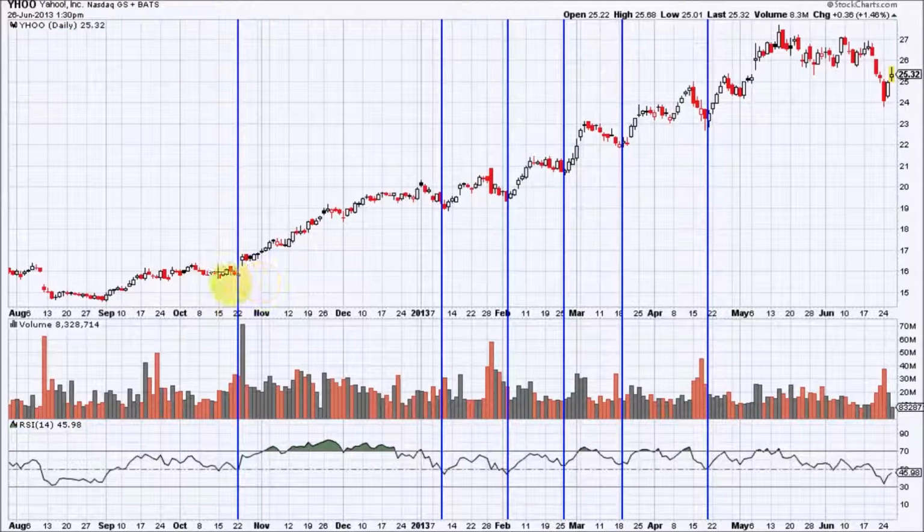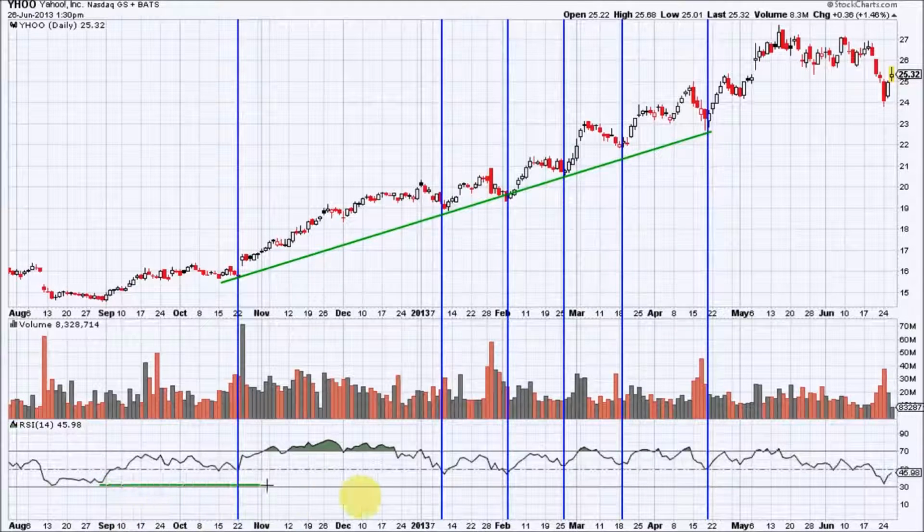Okay, let's do a trend line from right here where we had our first RSI bounce. So this is the overall trend of the stock. Now let's go back here to the RSI, grab the lowest point, and draw a line through them. As you can see, the RSI is not diverging from the price action.